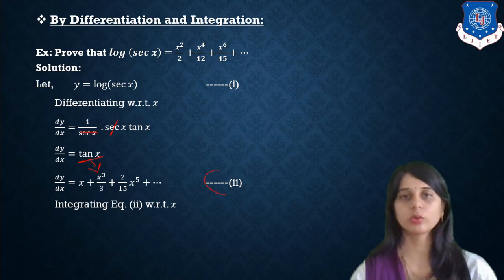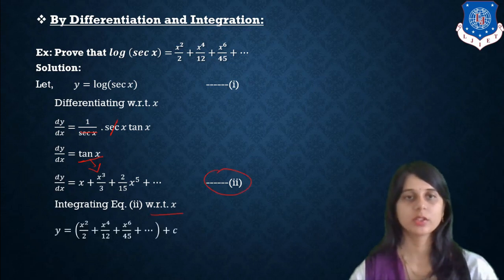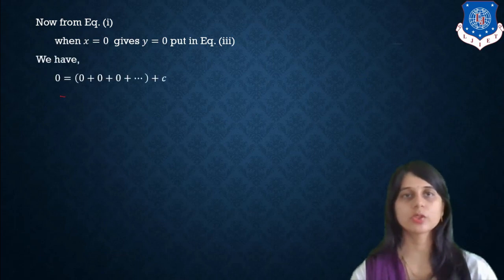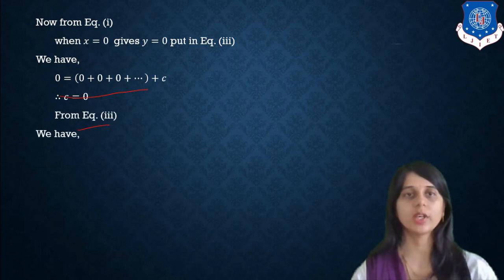Maclaurin series of tan x is x plus x cube by 3, plus 2 by 15 x raised to 5, up. Integrating equation 2 with respect to x, we get y. What is the integration? x is x square by 2, x cube by 3 is x raised to 4 by 12, x raised to 6 by 45 plus c as an arbitrary constant. Now from equation 1, if we put x equal to 0, then it gives y equal to 0 in equation 3. We have 0, 0, 0, 0 formation, c equal to 0. So from equation 3, we get y equal to this series.